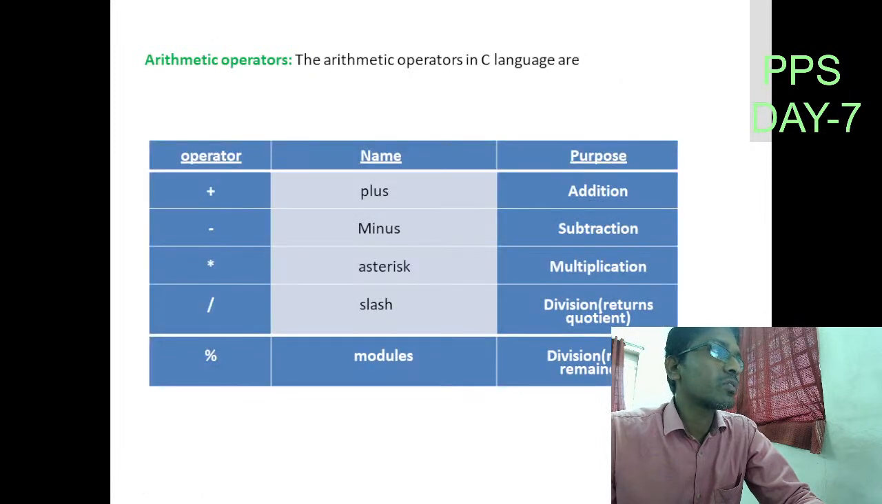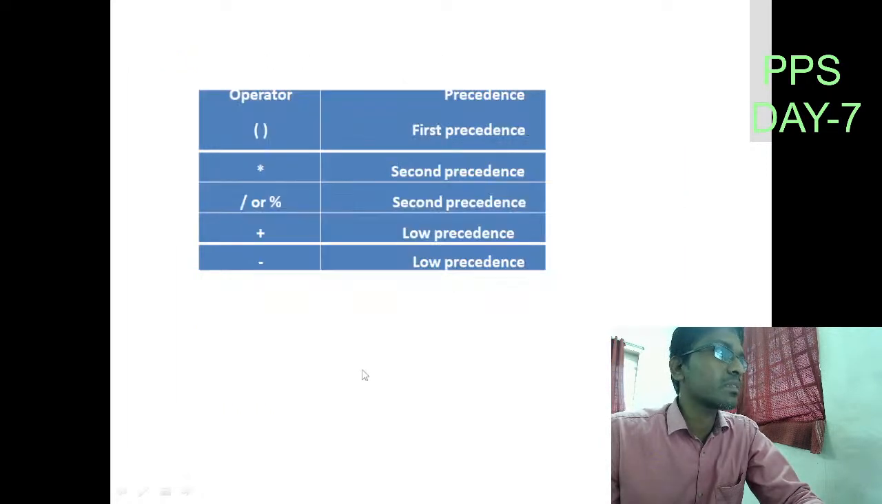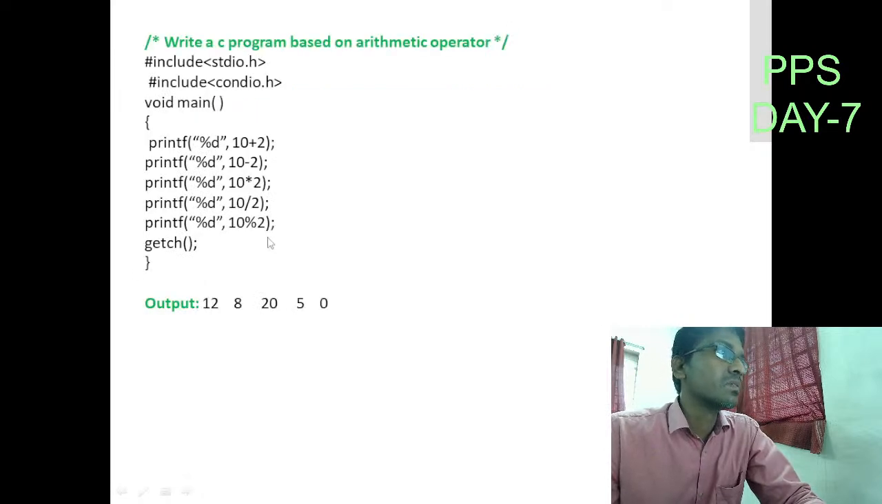In day 6 we already discussed arithmetic operators: plus, minus, multiplication, division and modulus operators, and their precedence. The first precedence goes to the parenthesis, the second precedence goes to multiplication, division and modulus, and the last precedence goes to plus and minus. This is a program we discussed in day 6.